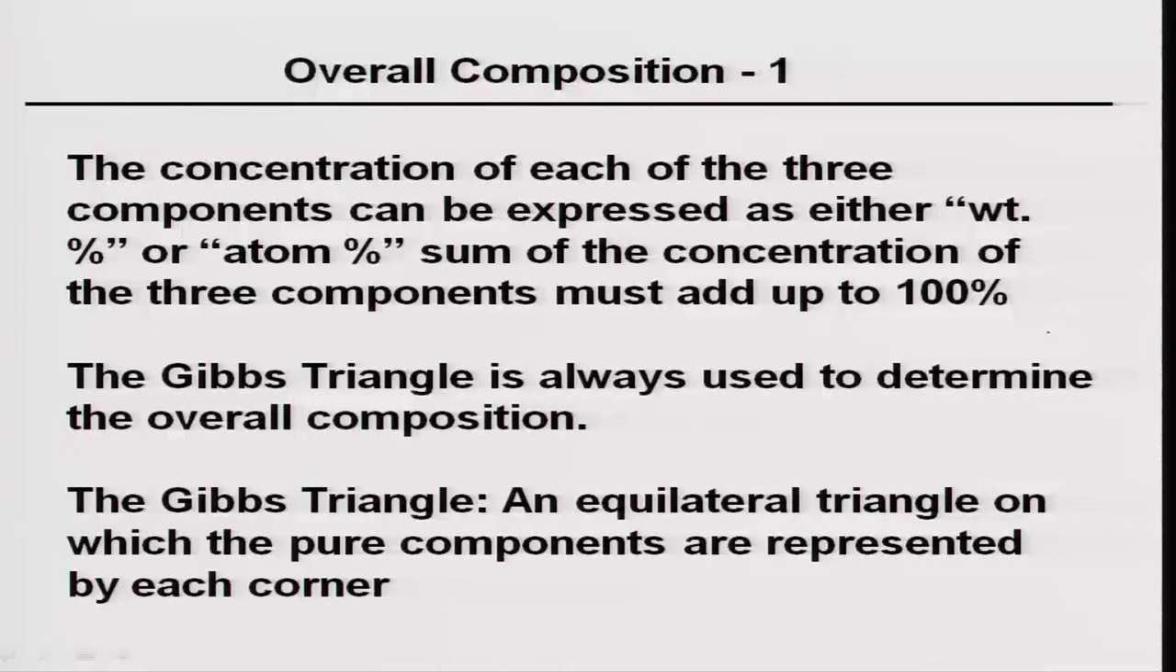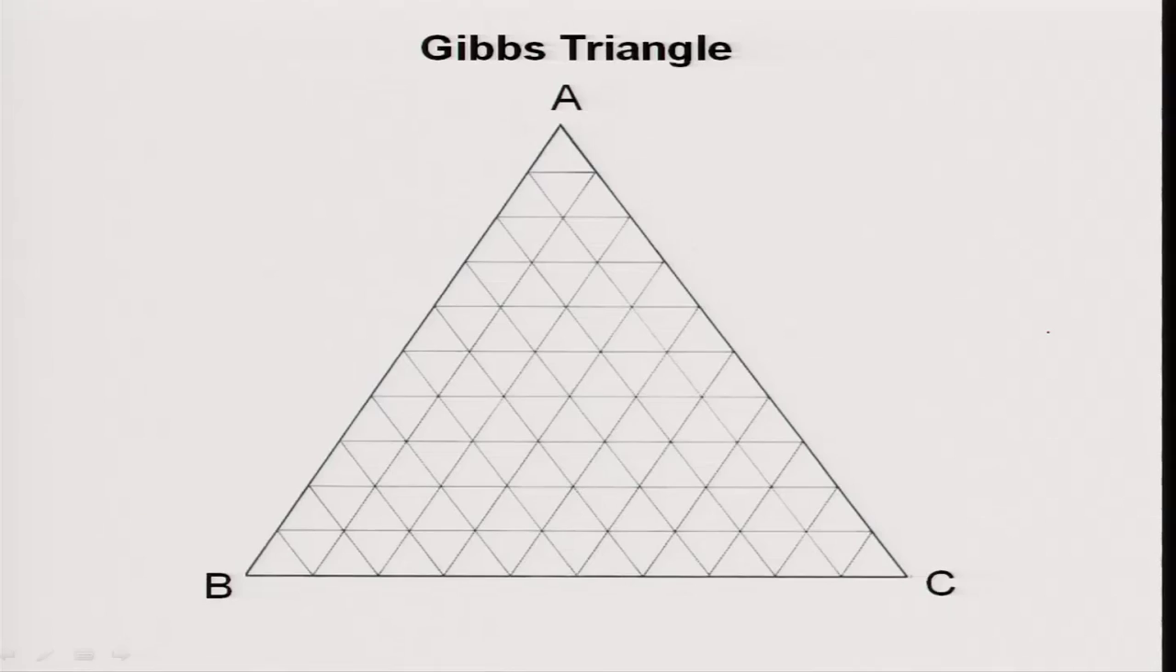And we use not a line but a triangle, an equilateral triangle, for composition. And this is nothing but an equilateral triangle in which pure components are represented by each corner. Okay, let me just tell you. This is the compositional representation of ternary phase diagrams. As you know, there are three components A, B, and C. So, how to do that?